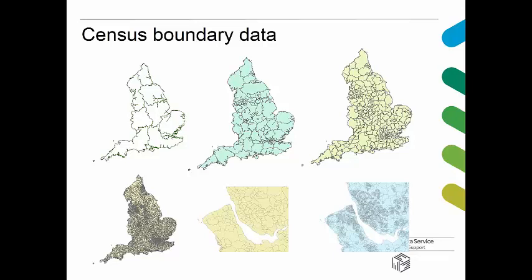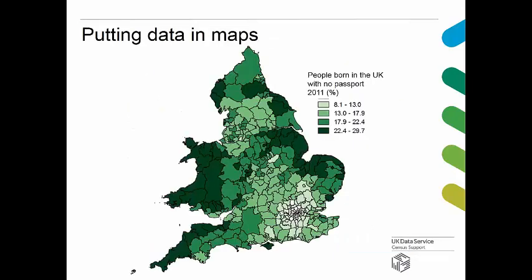But what makes it more interesting is once you combine the aggregate data with the boundary data, and this is a simple map I did which shows the percentage of people born in the UK with no passport during the 2011 census. So I think there was a question on passports held, which included no passport, and I did it by country of birth as well.